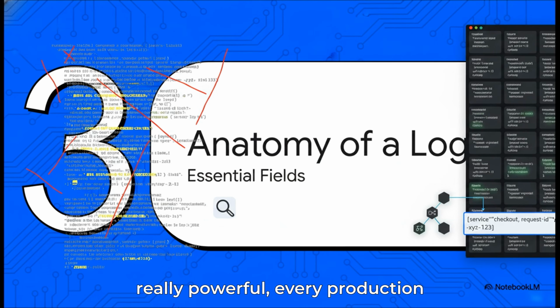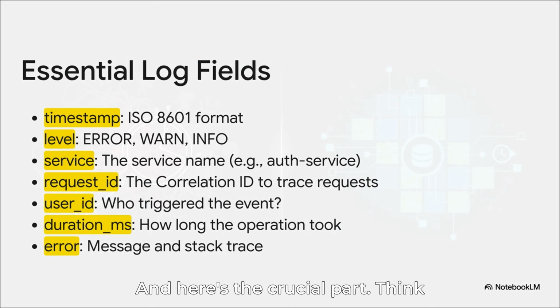But you know, just switching to JSON isn't quite enough. To make this really, really powerful, every production log needs a consistent set of essential fields. And here's the crucial part. Think of your logs like a contract. Every single log entry from every single one of your services must have these fields. You need a standardized timestamp, a clear severity level, the name of the service that made it, and this is the big one, that request ID.